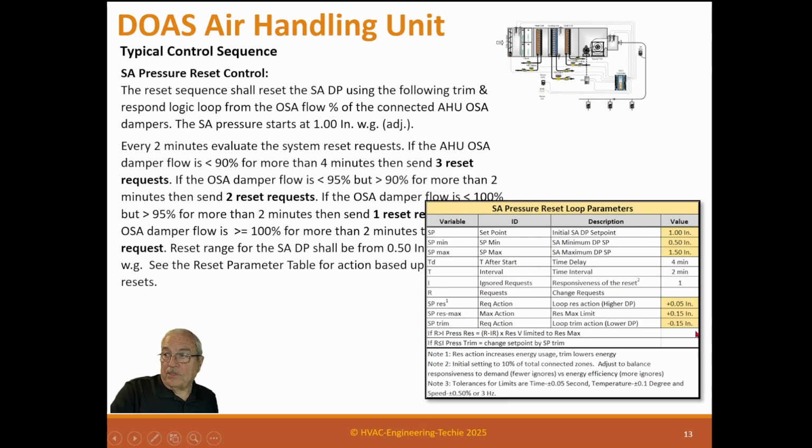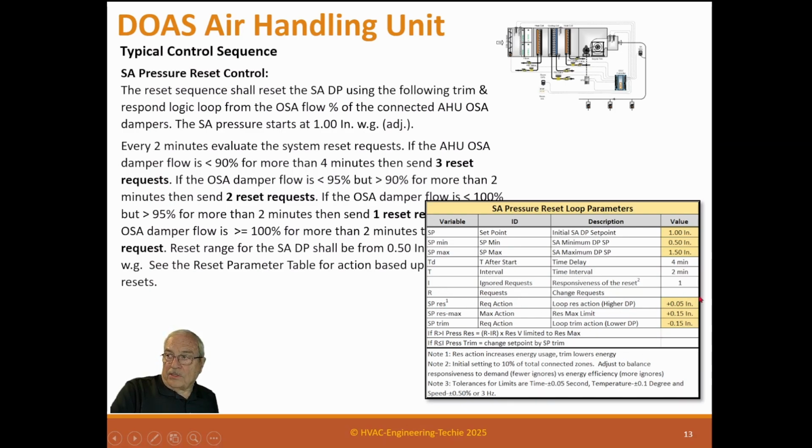And remember, these ignored responses are what tell us the level of energy efficiency. The higher this is, the more energy efficient we are because we're ignoring some of these requests. But the lower it is, the more responsive the system is. So we're trying to get an easy in between there somehow. And they've come up with, this is the ASHRAE guideline of 10% of the connected components.